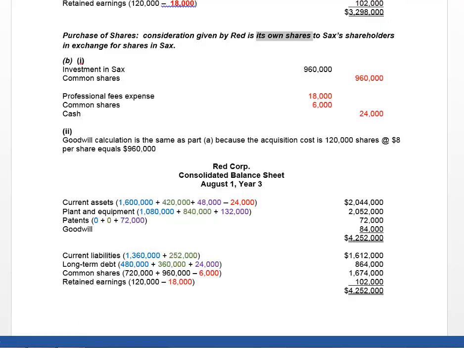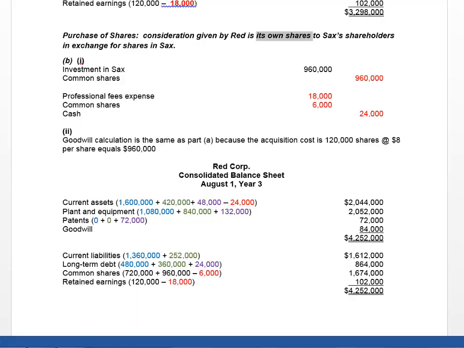Hi folks, welcome back to part B of our problem, Red and Saks, where Red is the parent, Saks is the sub. In this example in part B, it's similar in that we're still affecting the business combination through a purchase of shares. So Red is buying the shares of Saks's shareholders in order to control Saks.